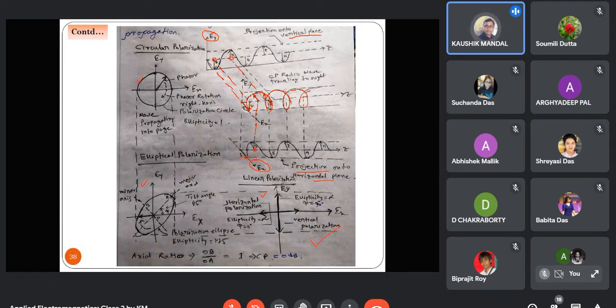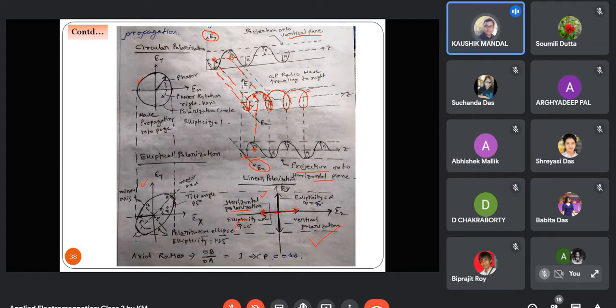This is the case of linear polarization. In case of linear polarization, with respect to time, the electric field vector will not change. You see, along this horizontal plane, the electric field vector is fixed. So that is the case of linear polarization. It is the case of horizontal polarization, and here it is phi.